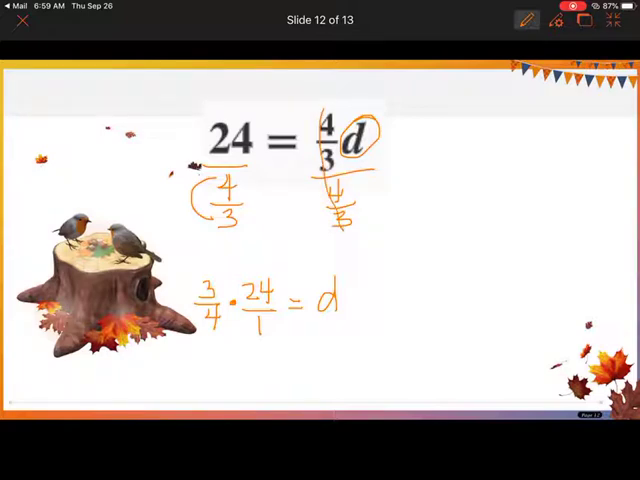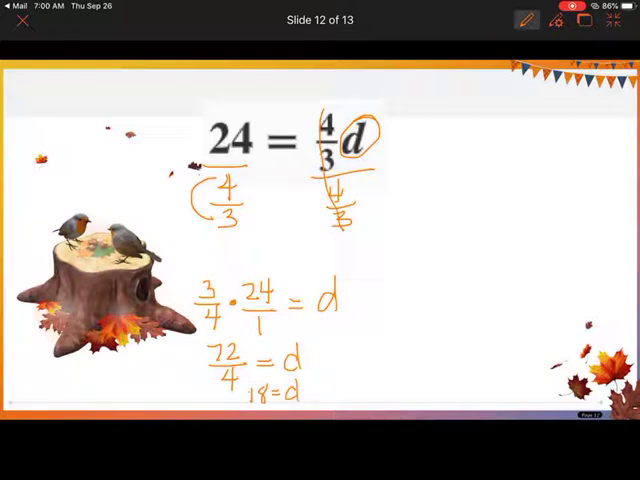So now I take 3 times 24 is 72. 4 times 1 is 4. That equals d. Now we all know that's division because fractions are division. And 18 equals d.